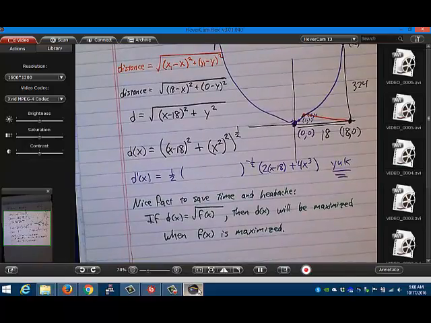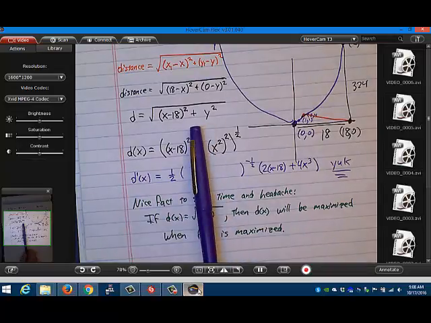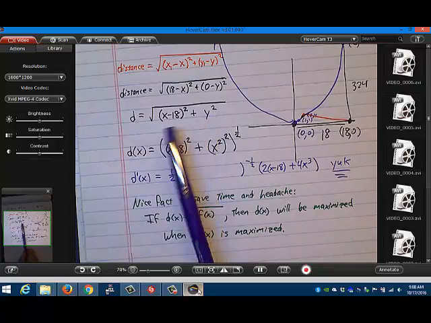Yeah, Garrett? When you're at the beginning and you're at d equals the square root of x minus b squared plus y squared, are you able to cancel the square root and the squared? No. Why not? What's the one thing that keeps me from canceling the squares and the square roots? That plus. If that were times, you can. That's a good question.